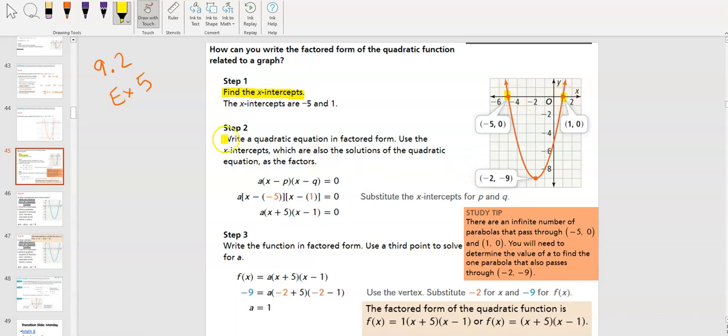Step 2 is then to just write a quadratic equation in factored form. We're going to use the letters P and Q to represent our two solutions. It doesn't matter which one's which, but one of these is P and one of these is Q. We're just going left to right. It's really just a way for us to write out this generic version of the equation, which you're going to need to memorize. This is factored form.